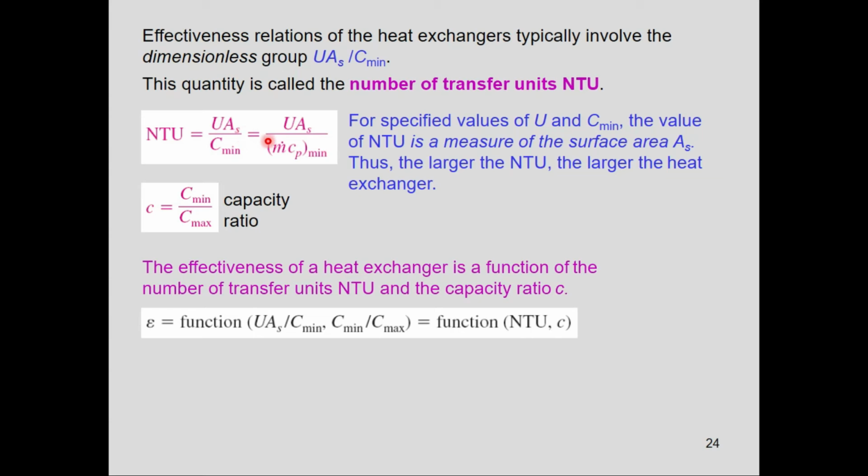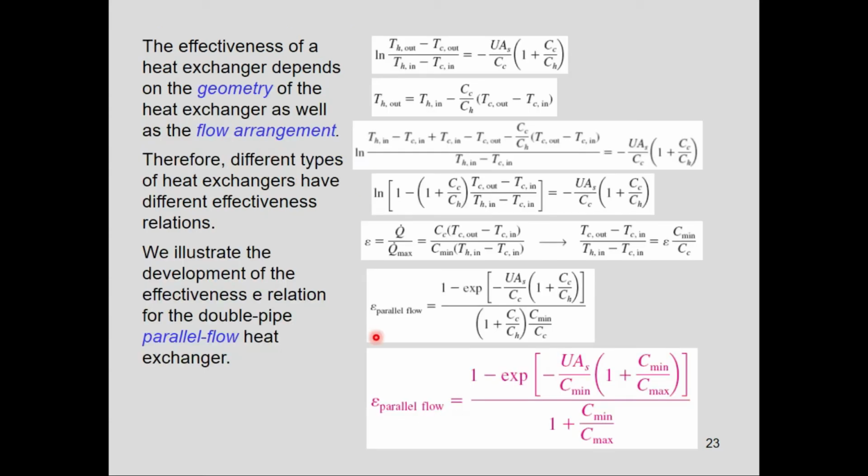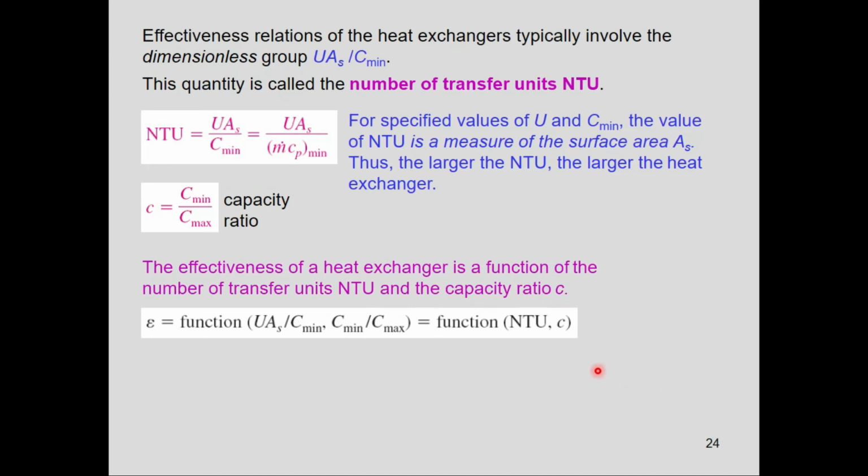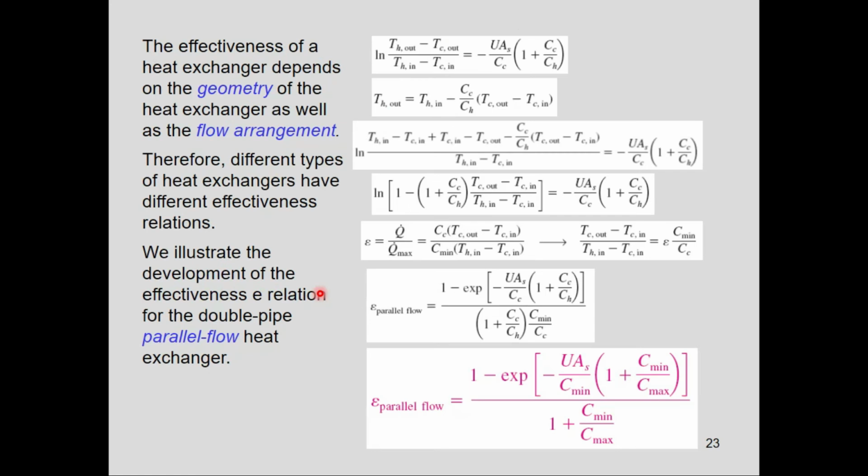In the previous formula, the ratio of these two is known as the number of transfer units, right? We are also going to introduce a new parameter, the ratio of C min over C max. We are saying that the smaller c is equal to the ratio of C min over C max, which is known as the capacity ratio, right? And ultimately we have all these terms.